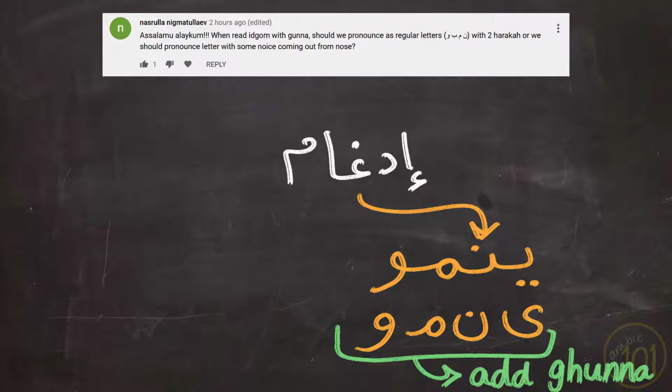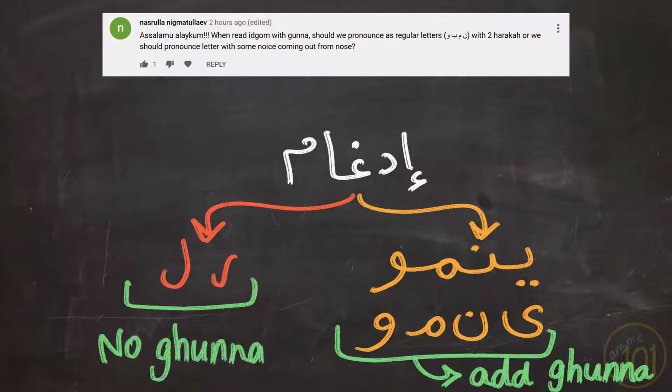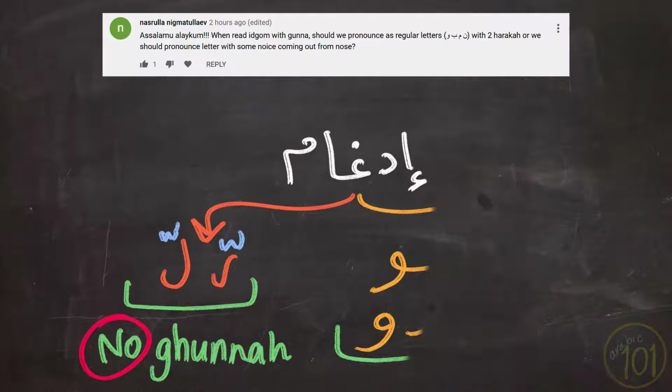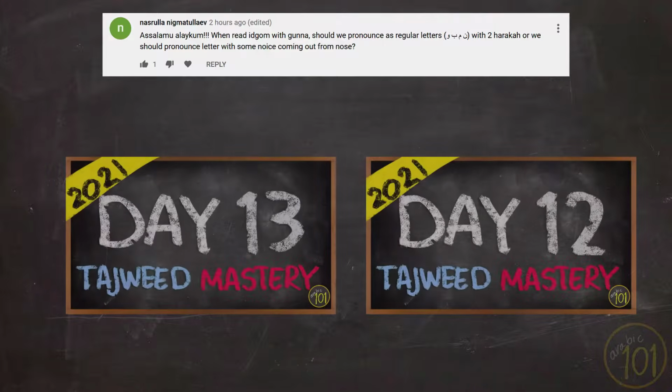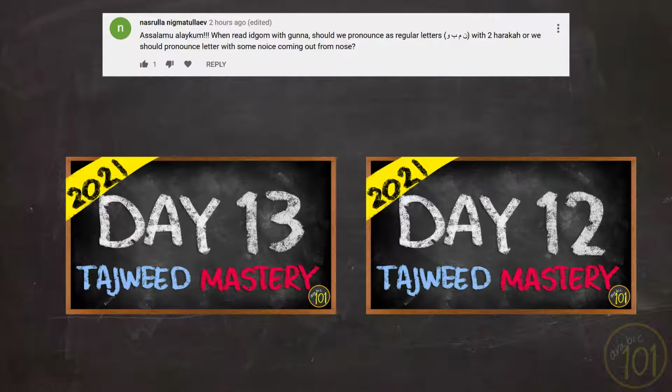The other letters of idgham, which are the ra and the lam, are not included in this case because you can't add ghunnah to the ra and lam. But instead, you will add shadda to the ra and lam if they came after noon sakinah. And for more examples about these cases, I highly recommend going back to days 12 and 13, since I used many examples to clarify this point.